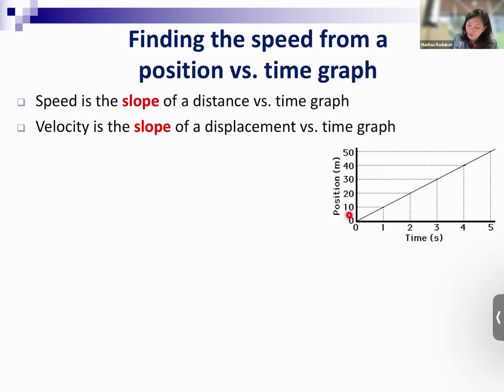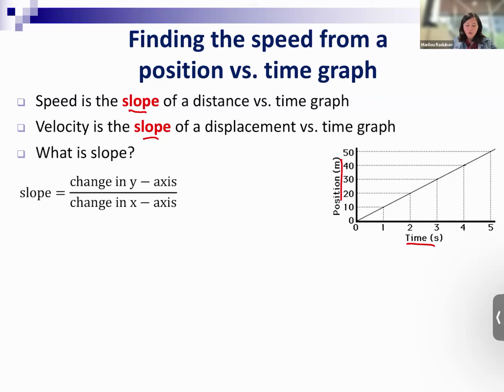So this is an example of a motion graph which gives us the position of the object at different times. Y-axis is position in meters, x-axis is time in seconds. If you're given a position versus time graph, you are able to get the speed and the velocity of the motion from the slope of the graph. To see that, slope is defined as the change in the y-axis divided by the change in time.